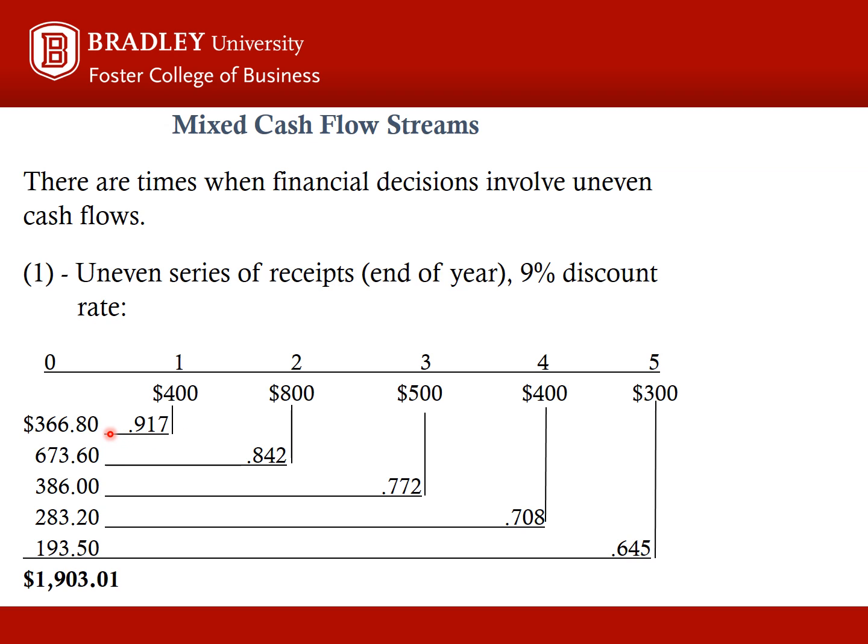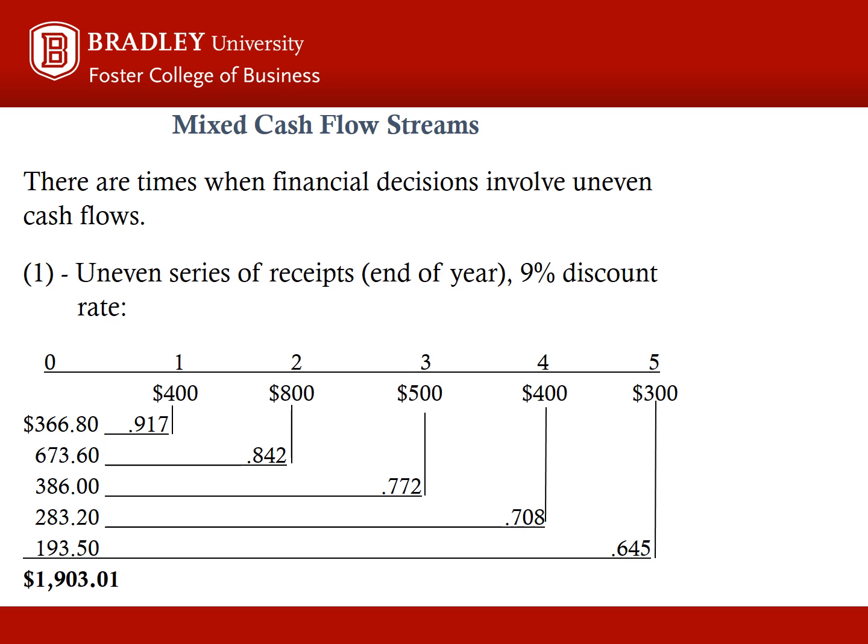So I'm going to table 2. And you'll see that that discount factor is 0.917. Here's 9% at 2 years, and I multiply that to get the 673.60, and 9% for 3 years, 9% for 4 years, and 9% for 5 years, and I multiply to get the present values and sum them up, and I get $1,903 and a penny.